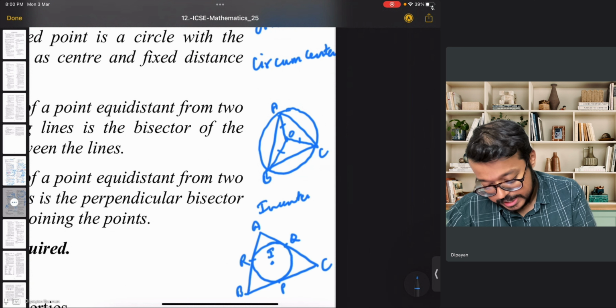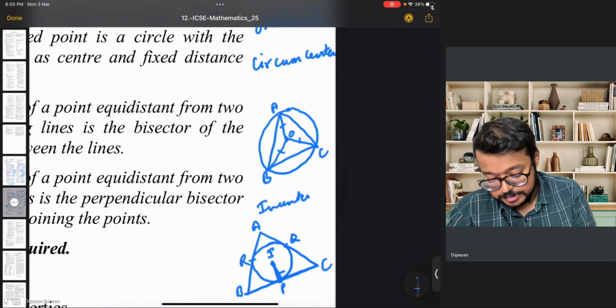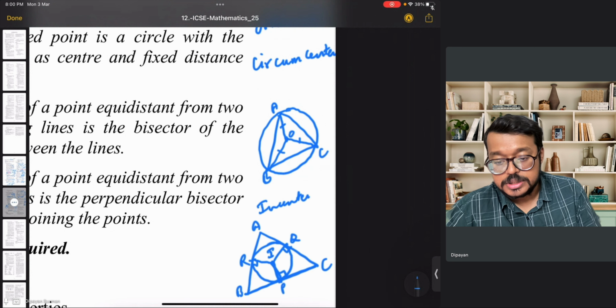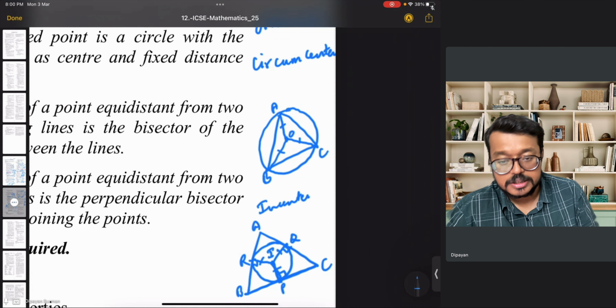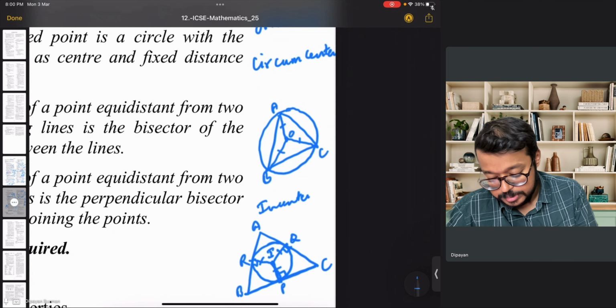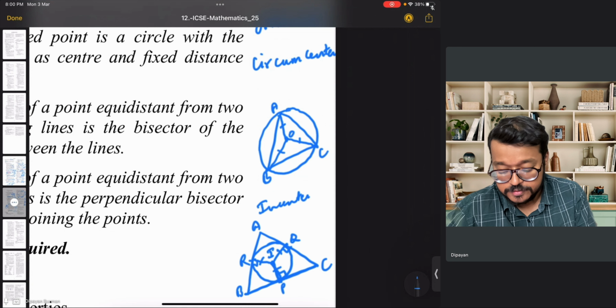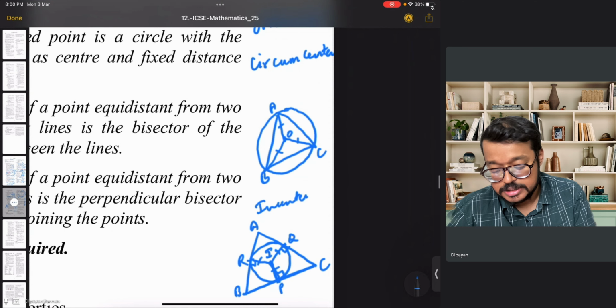If I join IP, IP will be a radius and BC is a tangent. So IP is perpendicular to BC. This is also perpendicular, this is also perpendicular. So then you see that IP, IQ, IR are again the radius of the circle, which is called inradius, and they're equal. And you see that AB, BC and AC are all at the same perpendicular distance from point I. So if the question is about what point is equidistant from three sides of a triangle, the answer is incenter.